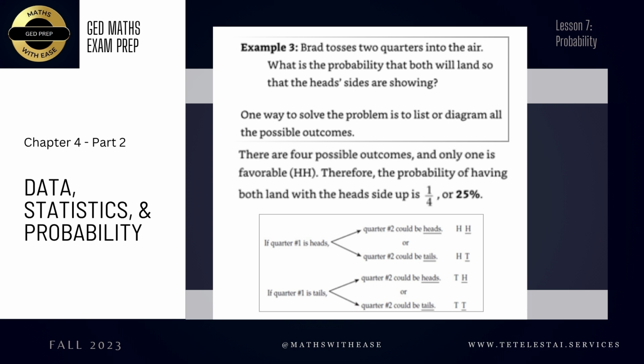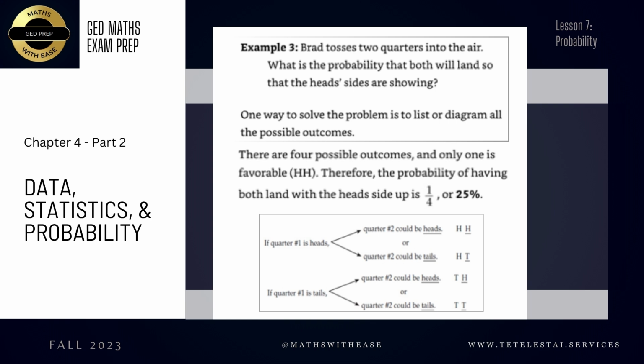So one way to solve the problem is to just list or diagram all the possible outcomes. Start by writing down what happens if the first quarter is heads. Well, there are 2 possibilities that could occur once he tosses it in the air. Quarter 2 could be heads as well, and so then you would have heads and heads, or quarter 2 could be tails.